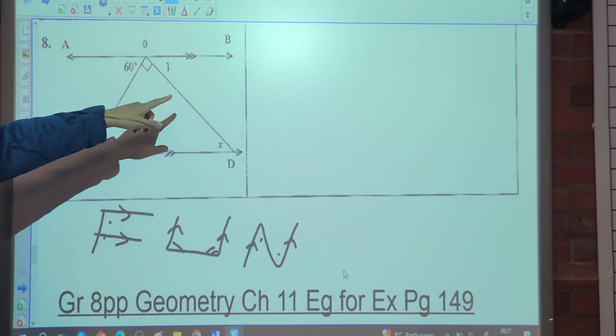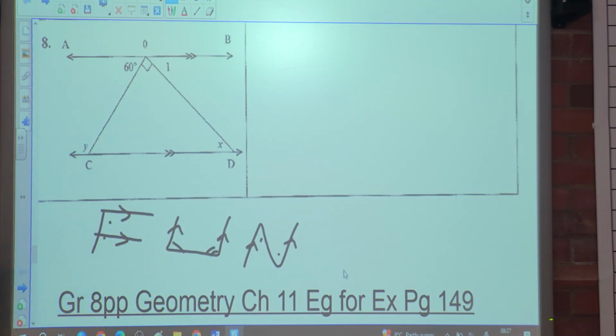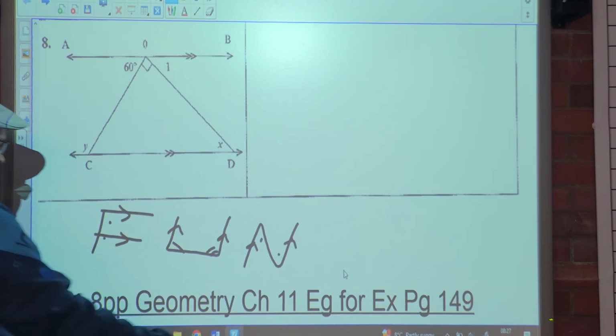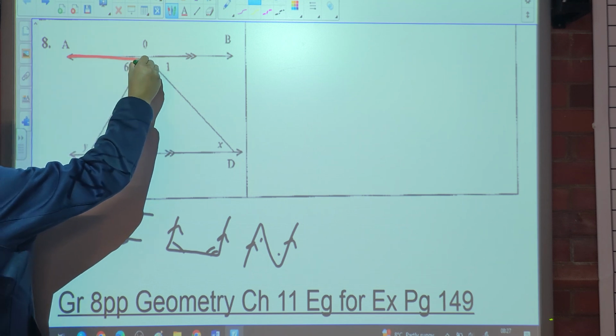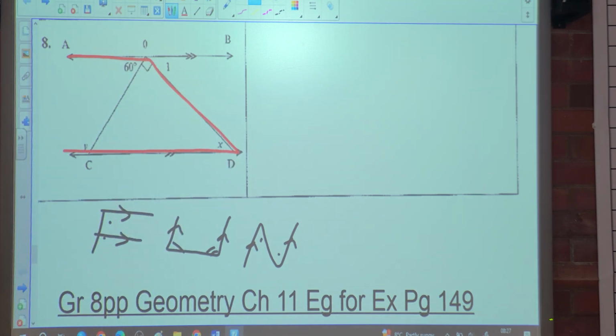We have AB parallel to CD. If lines are parallel, what comes to mind? Firstly, find angles. Corresponding, co-interior and alternate angles. How can you calculate X? Co-interior. You all see the co-interior angles there.